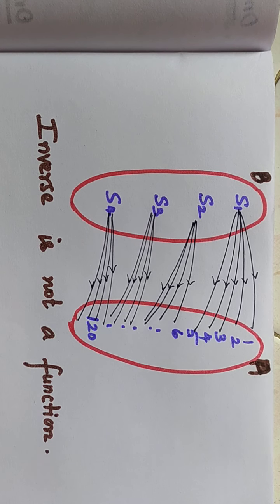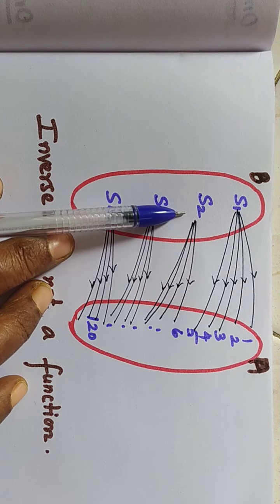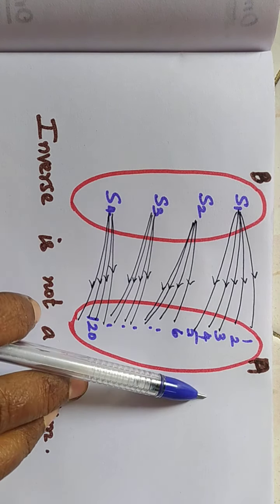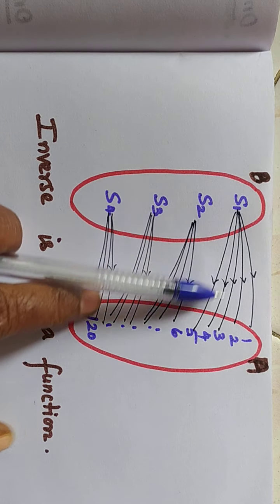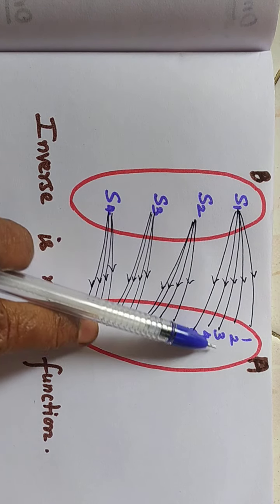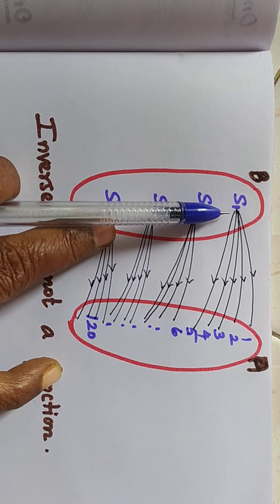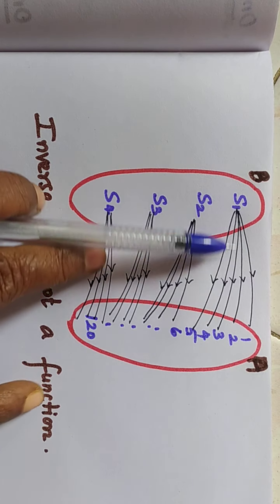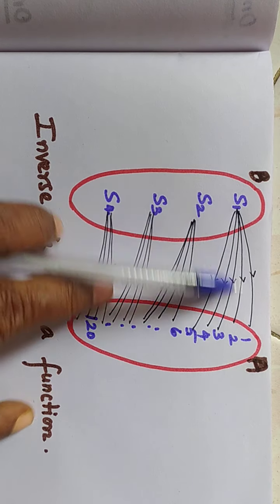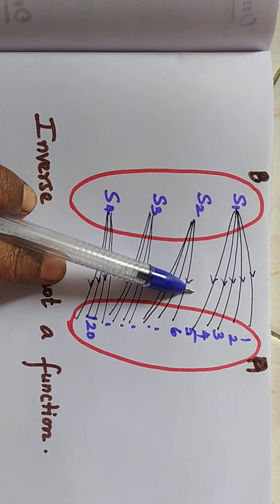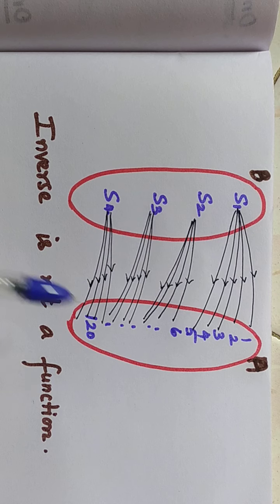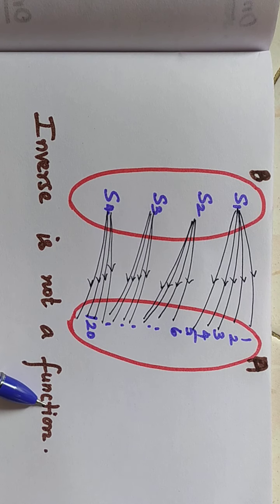Now observe this diagram. Set B is related to set A. Taking the sections in set B and the students in set A, it is related like this. Now we can see that it is not a function because the domain gets repeated. Here you can see the domain repeats: S1, S1, S1. Okay, so like that it gets repeated. So you can say that it is not a function, and definitely the inverse is not a function.